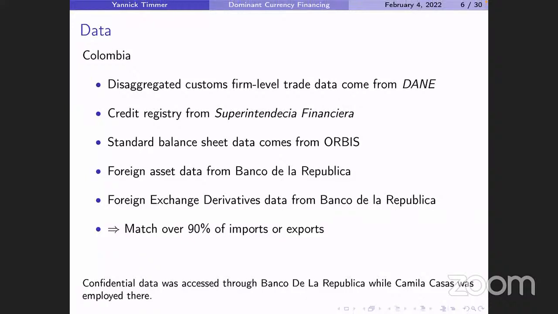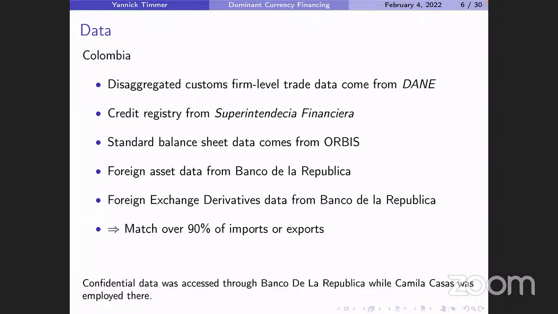We use data from Colombia, and in particular, we merge different types of data sets with each other. We start with the disaggregated customs firm level trade data from DANE, which is publicly available. Then we use the credit registry from the Superintendencia Financiera, which was available to us when Camila Casas was employed at the Banco de la República, which is confidential data. Then we merged that with standard balance sheet data from Orbis. We use foreign assets data also from the Banco de la República, and the FX derivatives data is also coming from the Banco de la República.